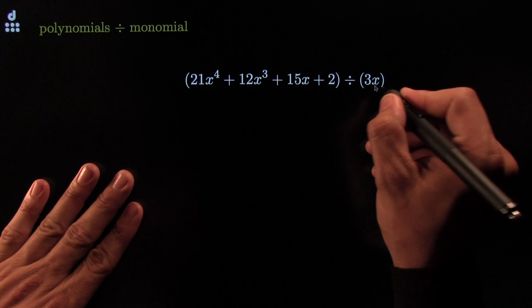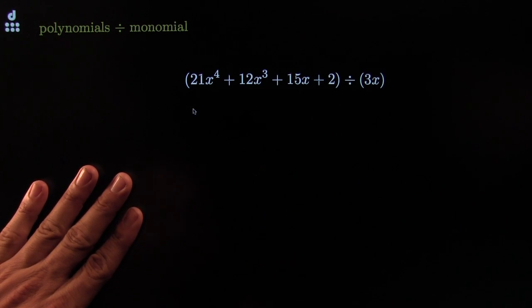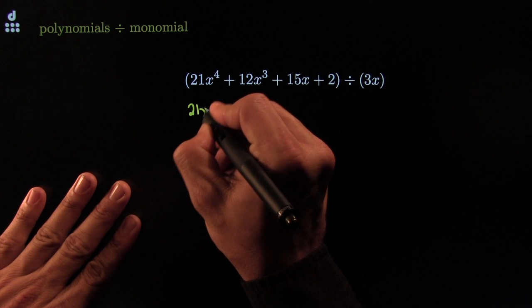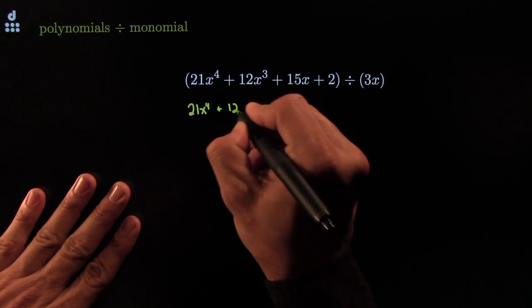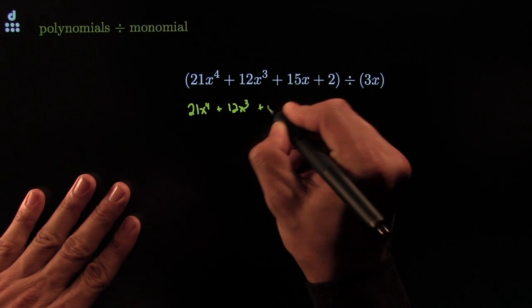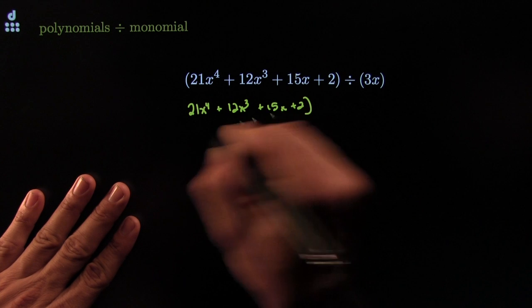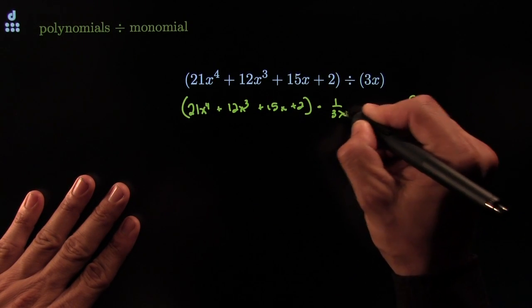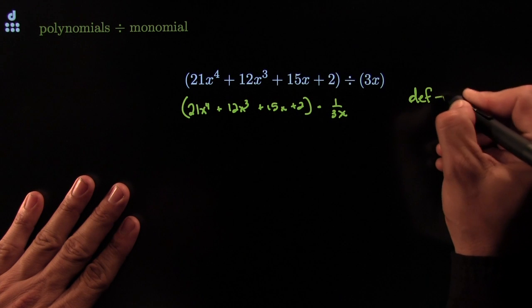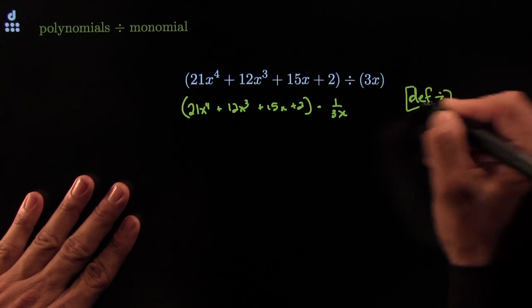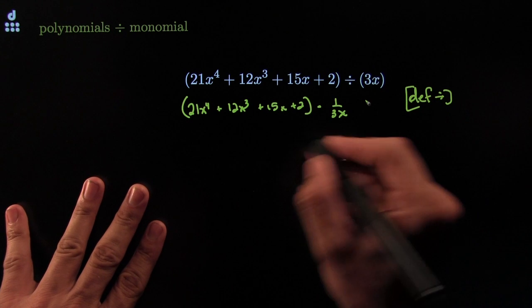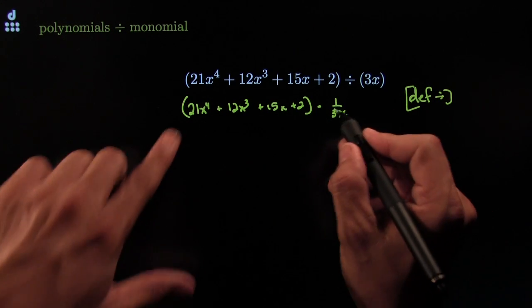First way would be like this. You write, I'm going to go with yellow. Yellow's mellow. 21x to the 4th plus 12x to the 3rd plus 15x plus 2. I'm going to go with that times the inverse of that. There I go, getting rid of our division, because divisions are useless. We can change them all to multiplication. And now I can use all my powers here from multiplication.